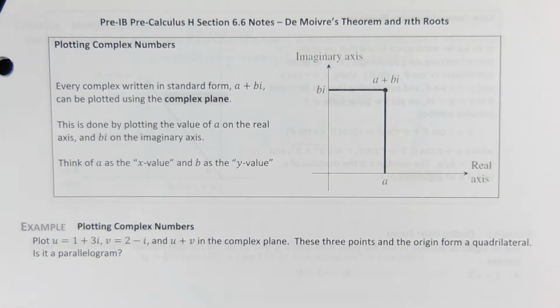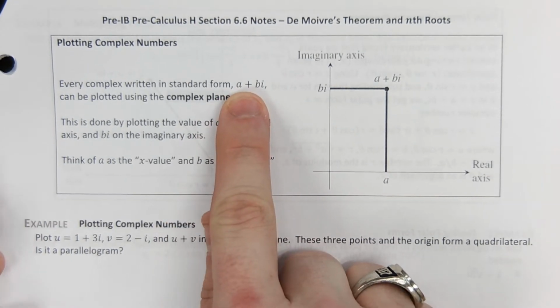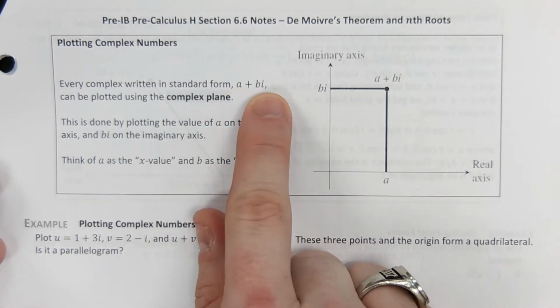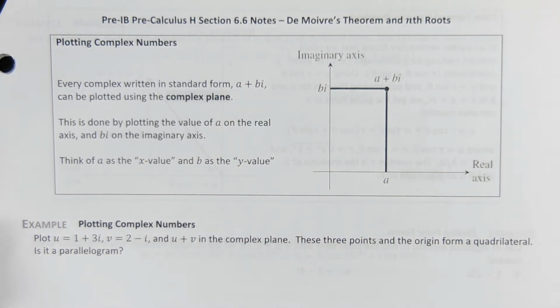Hopefully everybody knows what a complex number is, but just in case you don't, a complex number is any number that is a combination of a real portion and an imaginary portion. Imaginary does not mean we made it up. It's just what people eventually called it.